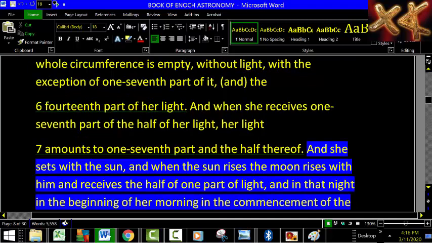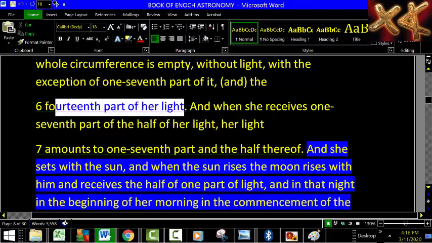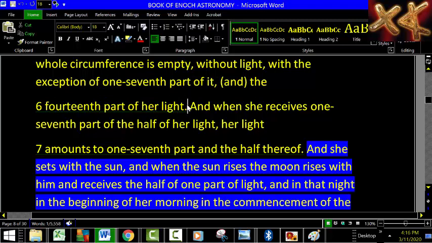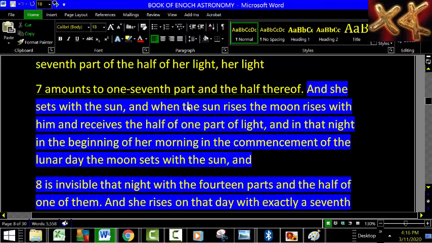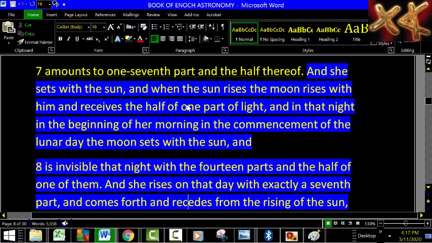And here's some of that sophisticated stuff right here, talking about the 14th part of our light. Man, you can imagine how much time it took me to figure that stuff out. But jumping down here in verse 7, it says, "And she sets with the sun, and when the sun rises, the moon rises with him and receives the half of one part of light. And in that night, in the beginning of her morning, in the commencement of the lunar day, the moon sets with the sun and is invisible that night with the 14 parts and the half of one of them."